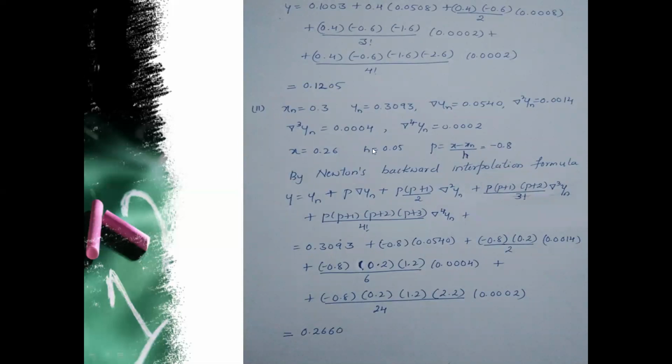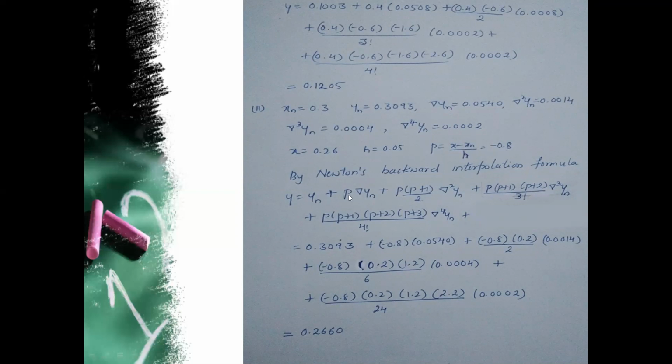The h again remains the same, the difference between any two values of x. Now p is different here. p is calculated by x minus xn divided by h. x is 0.26, for which we want the tan value. Then xn is 0.3, the last value in the table, divided by h, which is 0.05. We get p as minus 0.8.